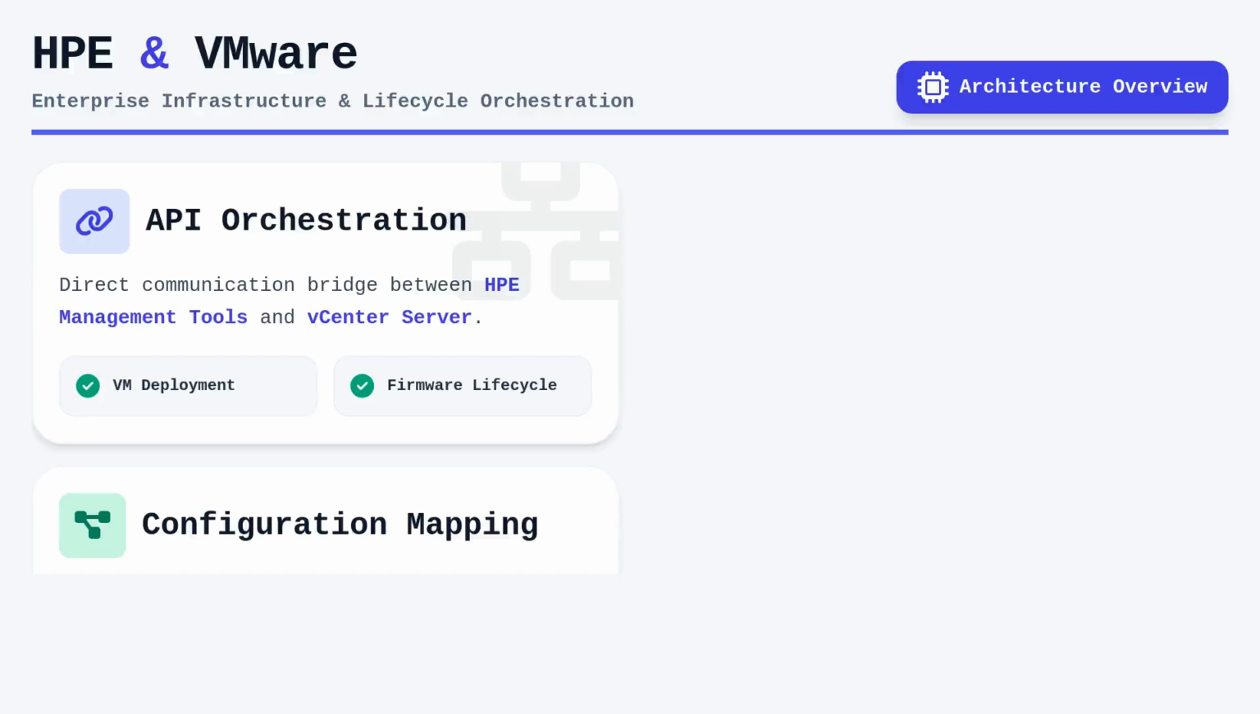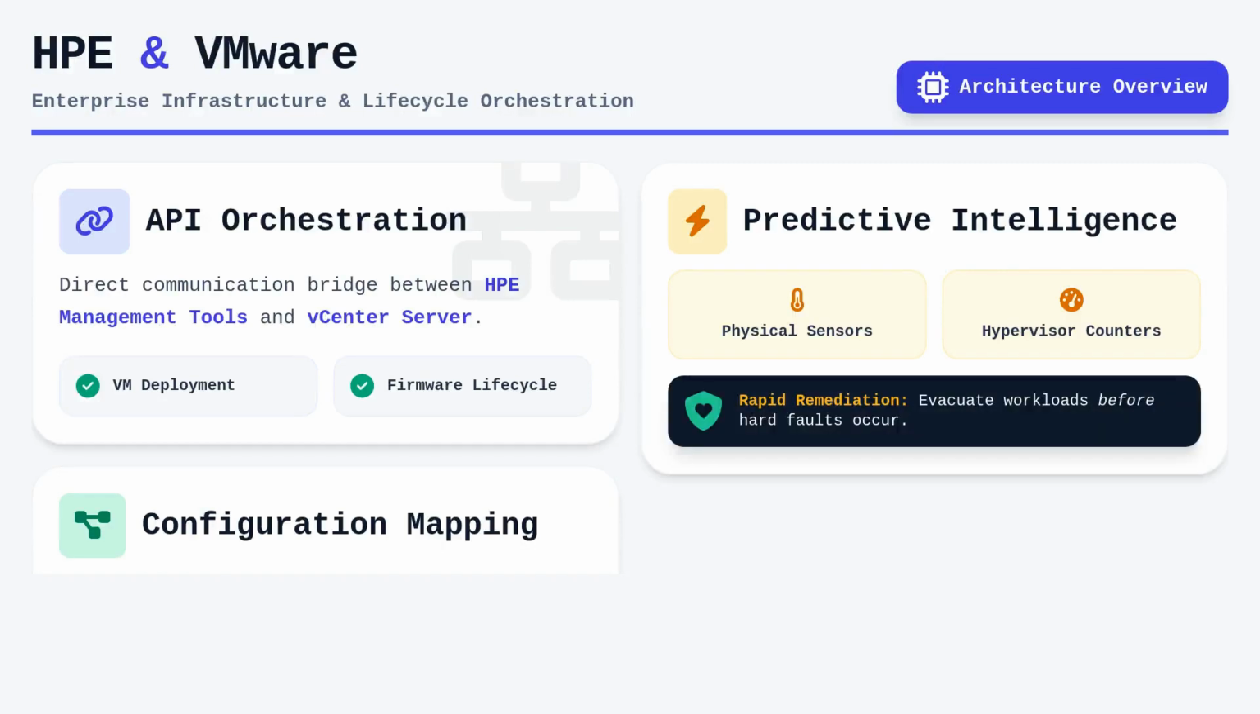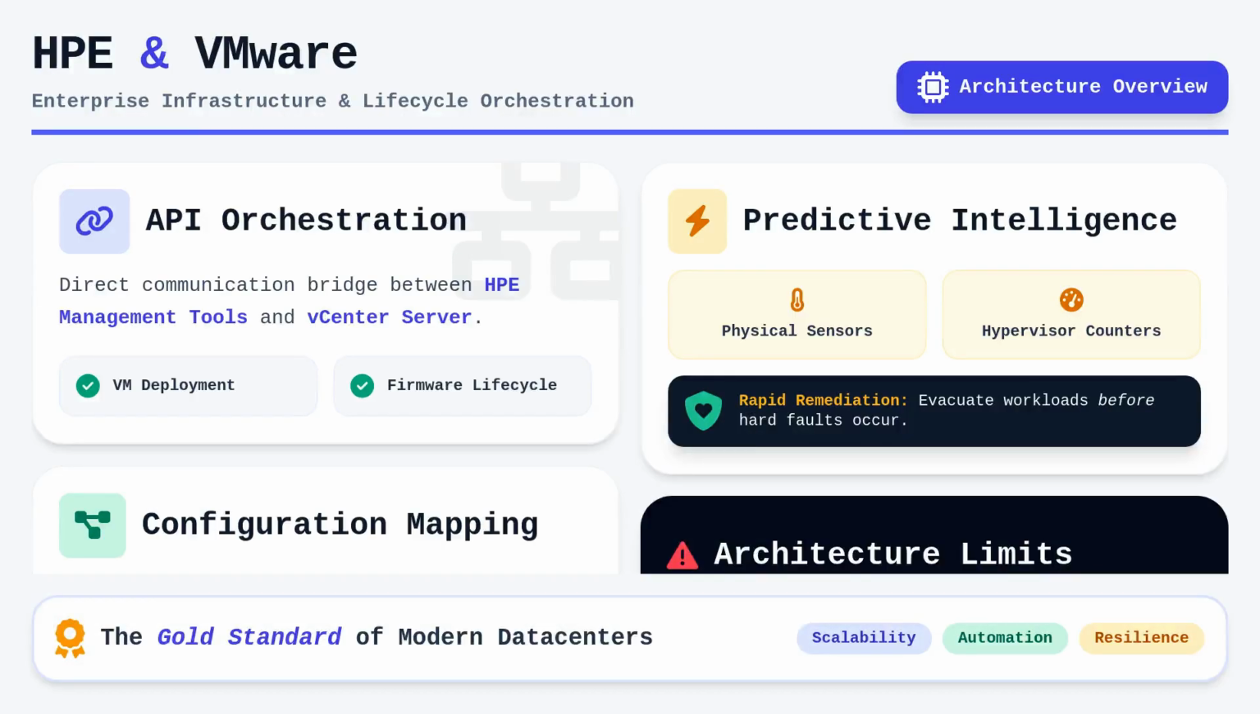When performance tuning becomes necessary, you must rely on diagnostic telemetry gathered from both the physical server sensors and the internal hypervisor performance counters. By analyzing this data, you can develop predictive failure models that allow you to evacuate workloads before a physical component experiences a hard fault. This form of rapid remediation is the gold standard of modern data centers, as it prevents unplanned downtime during peak demand periods. You must also consider the scalability limits, such as the maximum number of VMs per host or the latency thresholds for storage connectivity, which are hard-coded into the integration architecture.